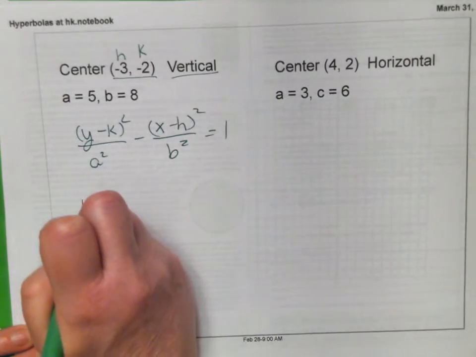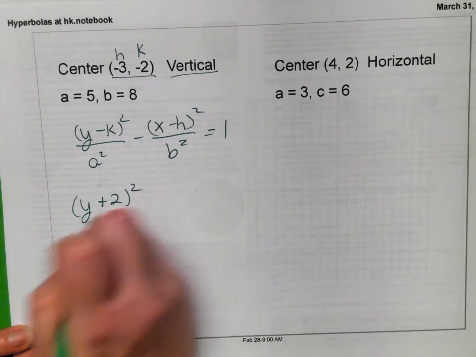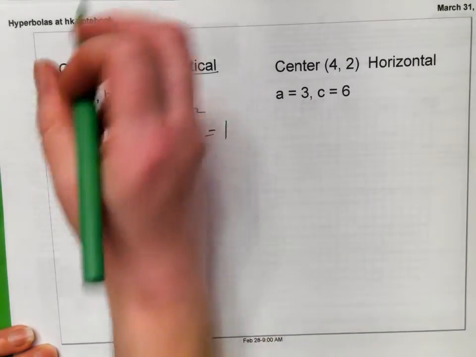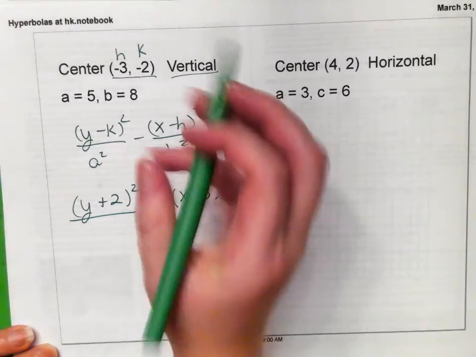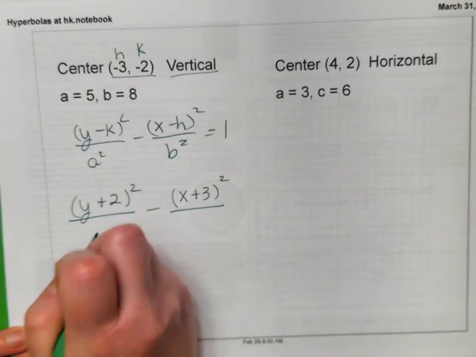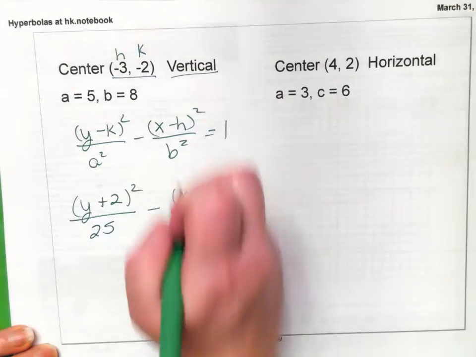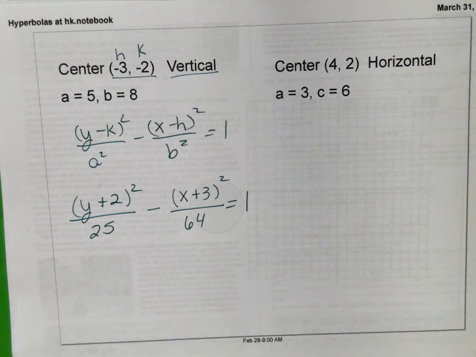So y minus -2 is y plus 2, squared, minus x minus -3 is x plus 3, squared. It's vertical, so I know my y is first. My a goes in front, so 25. My b goes in back, so 64, is equal to 1. That's how I write my equation.